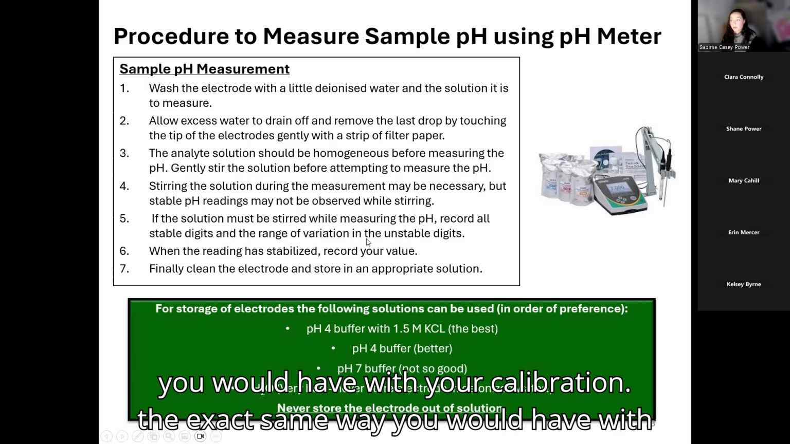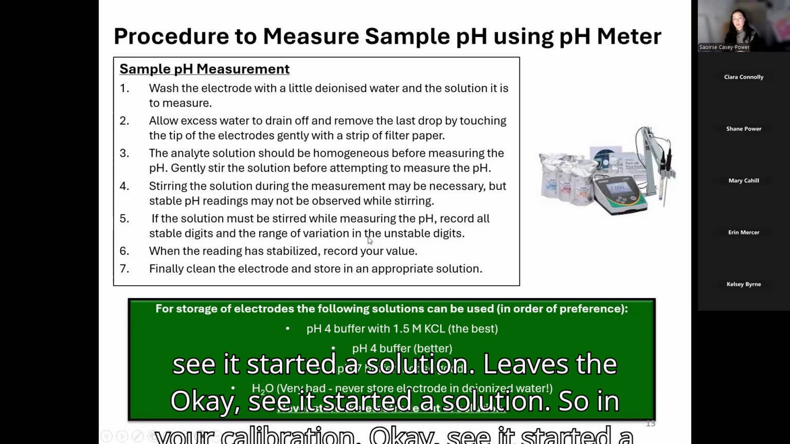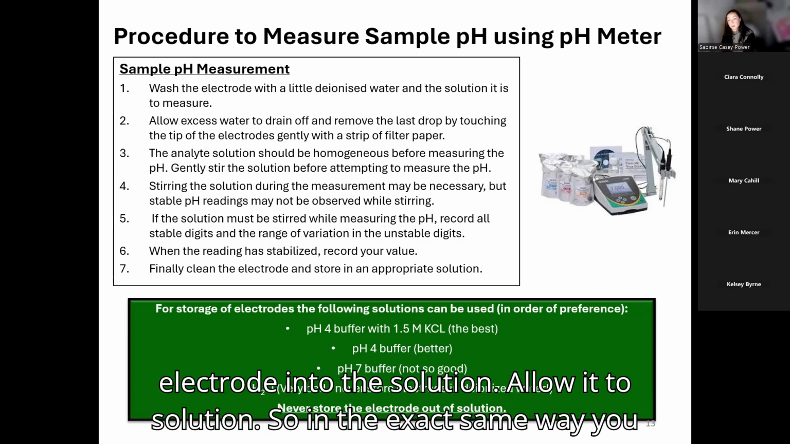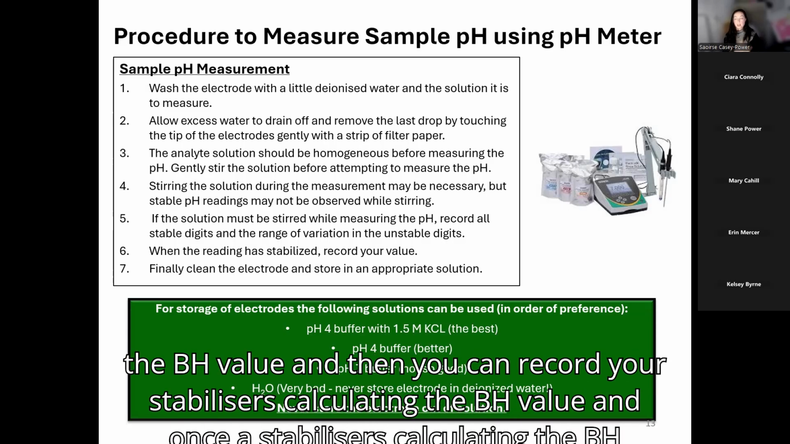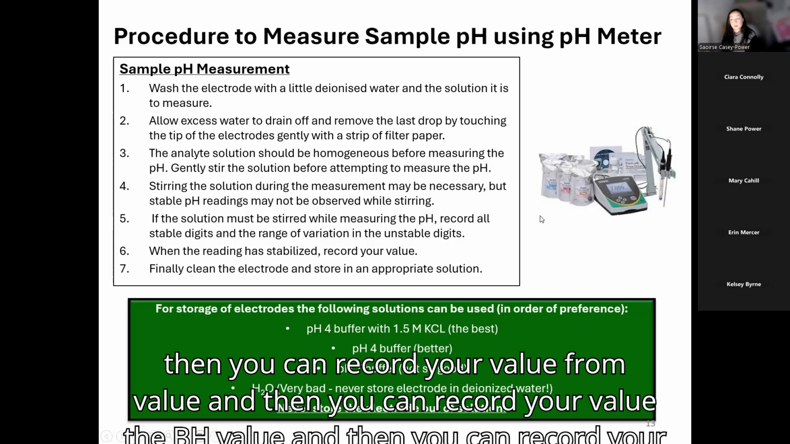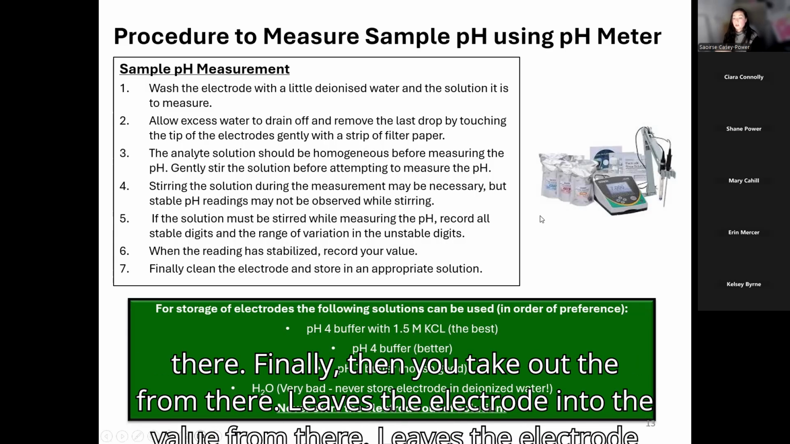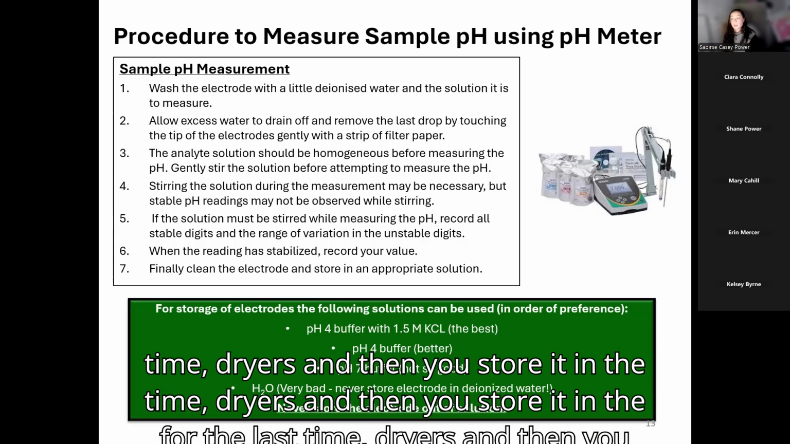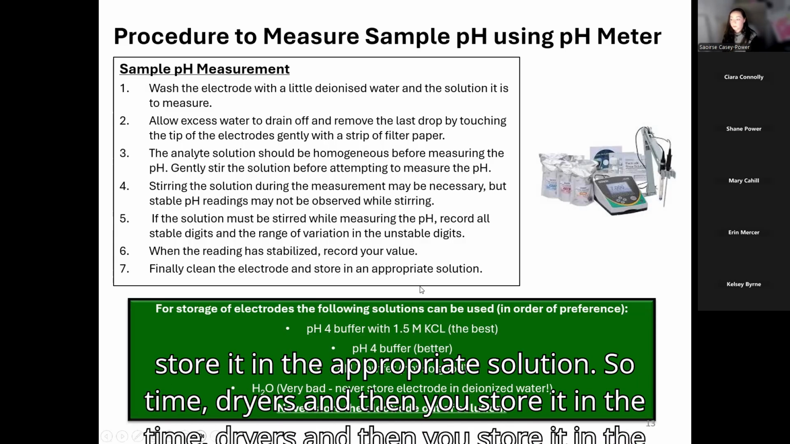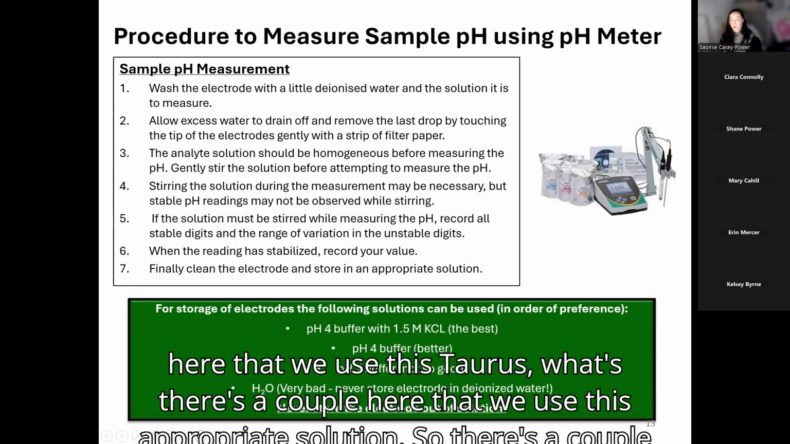So in the exact same way as with your calibration, you'd stir the solution, leave the electrode in the solution, and allow it to stabilize. Once it's stabilized, it's calculating the pH value, and then you can record your value from there. Finally, you take out the electrode, wash it for the last time, dry it, and then store it in the appropriate solution. So there's a couple here that we use to store it.